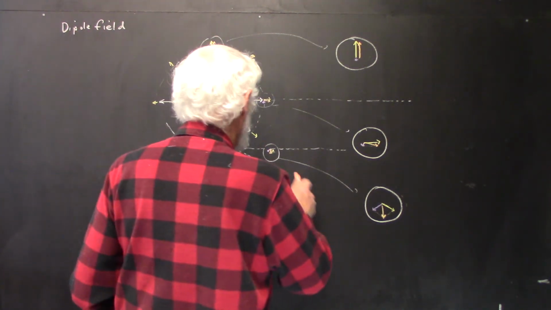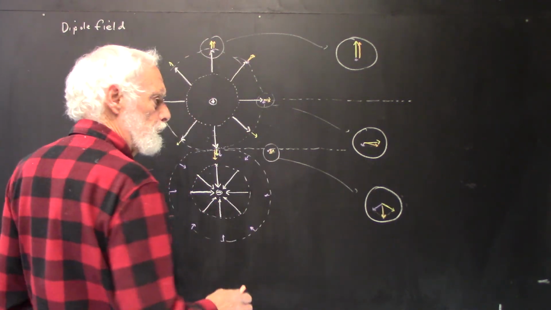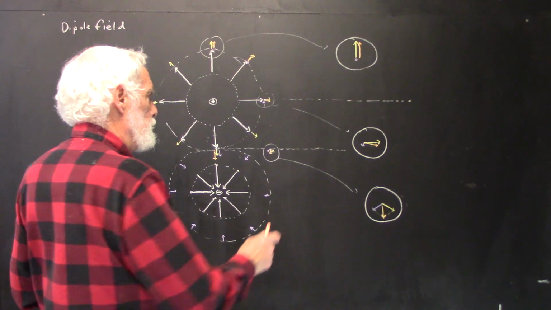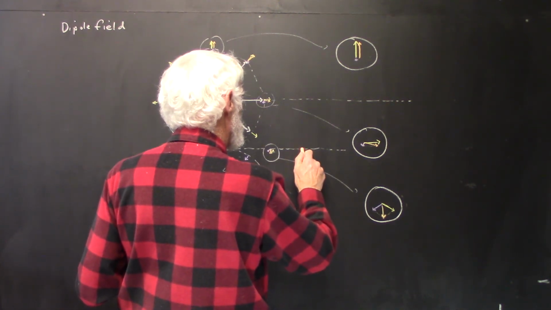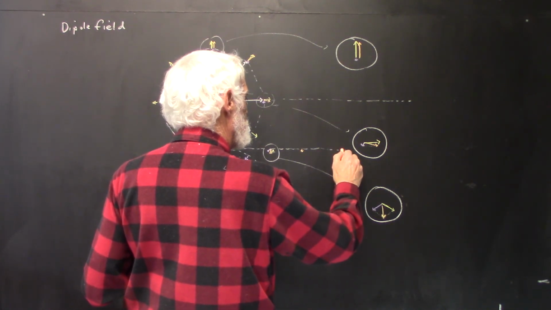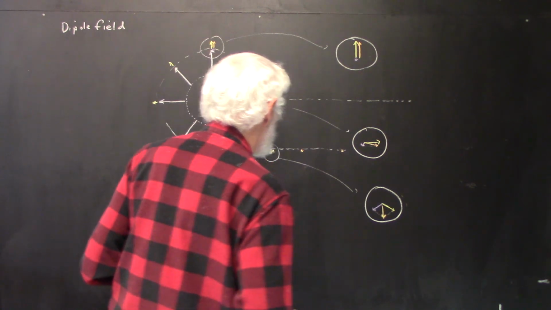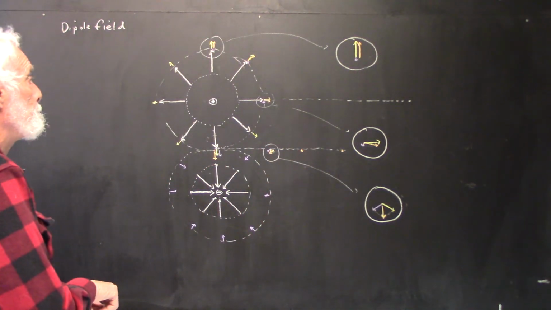Along this line then, the same thing's going to happen at every point, but the attraction is going to fall off quite rapidly. So we'd have a smaller field here and a very minuscule field here. Okay, the field's going to fall off quite rapidly.